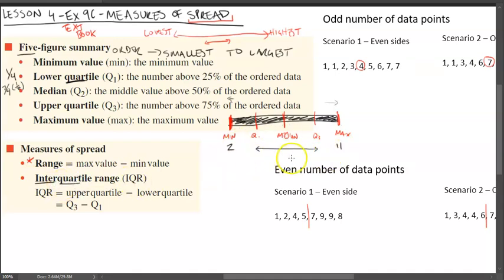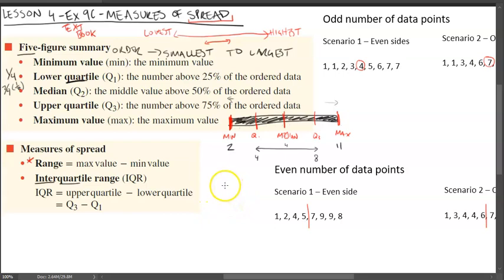So it's just this inside range. Maybe I have a data set here where the Q1 is 4 and the Q3 is 8. In this case, our interquartile range is 4. Okay, just the middle chunk and the middle range.